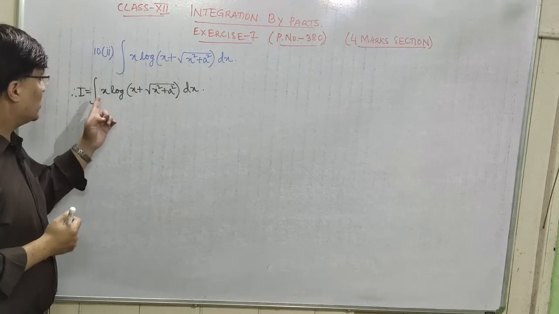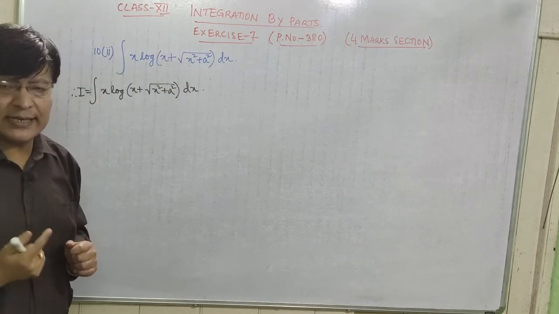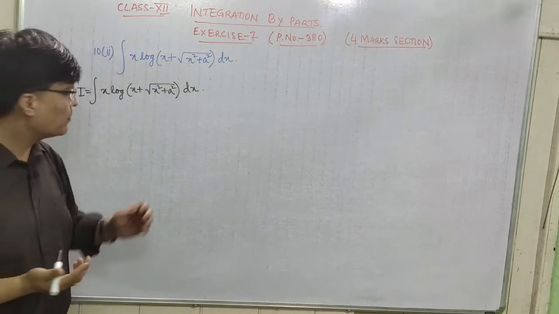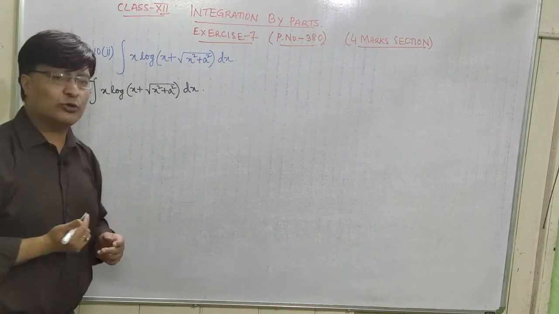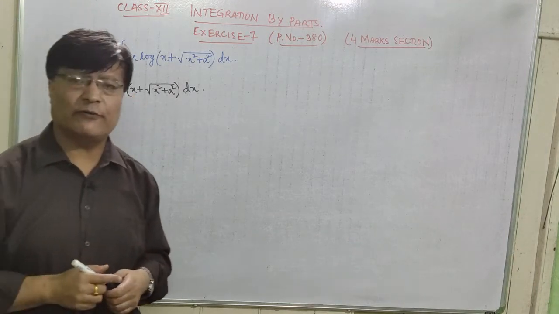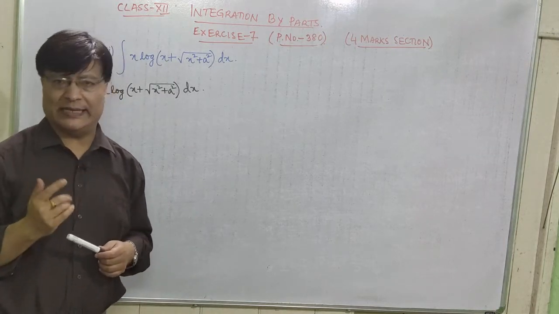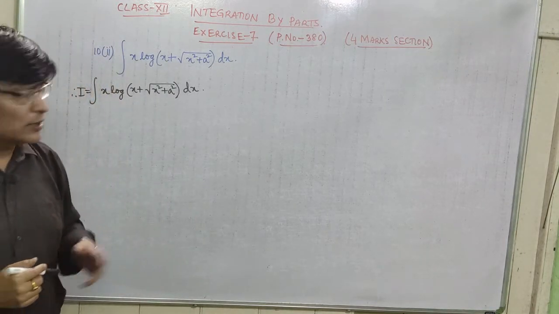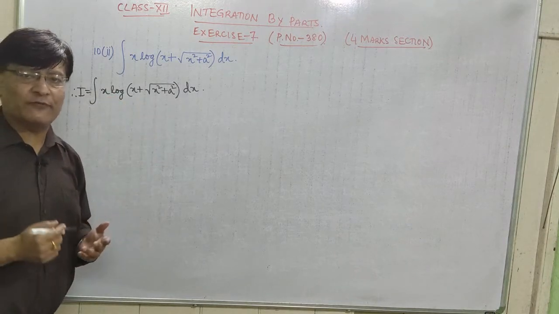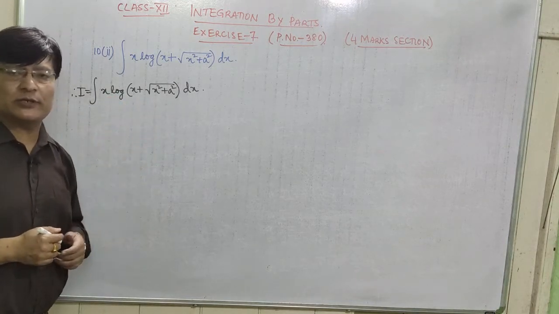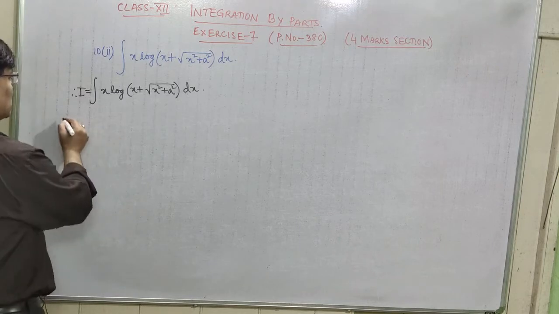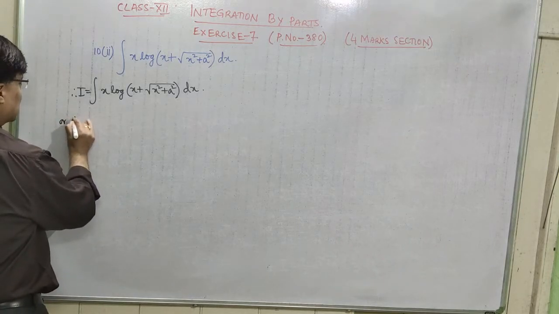Okay, so here what is x? X is an algebraic function, that is your A, and log of x plus root under x square plus a square, that is your logarithm function, that is L. So which letter comes first in the word ILATE or LIATE? L comes first, isn't it? So this logarithm function is the first function and this algebraic function is the second function. So let us use integration by parts in this case.